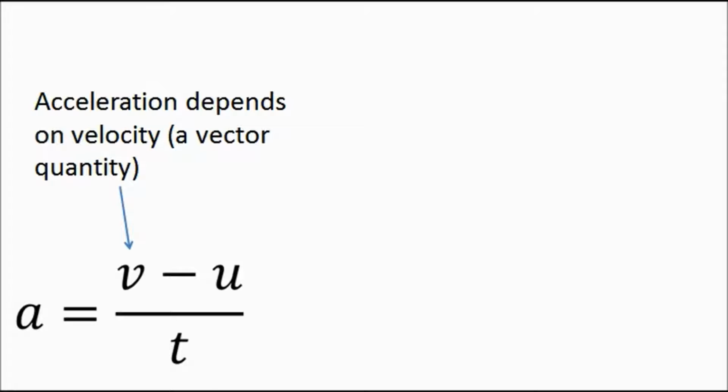Let's have a look at the acceleration equation that we met earlier on. a equals v minus u over t. Now v is velocity. And if you remember just now, velocity is a vector quantity, and that means it depends on direction. Speed does not depend on direction. If you're doing 20 meters per second, you're doing 20 meters per second. It doesn't matter if you're doing it in a straight line or if you're doing it round a corner. However, velocity depends on direction. If you're changing direction, then you're changing velocity.